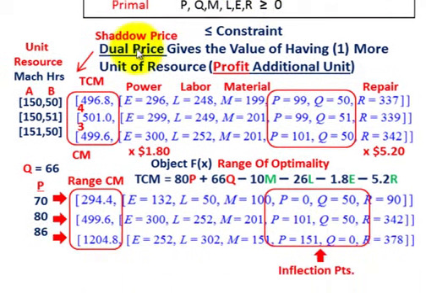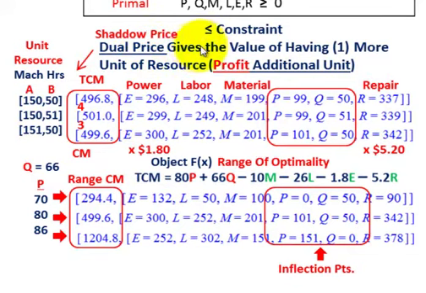This is, again, to understand, where the dual price gives the value of having one more unit of resource, or the profit of adding an additional unit. The minimization gave us the cost of an additional unit, but this gives us the profit of an additional unit.